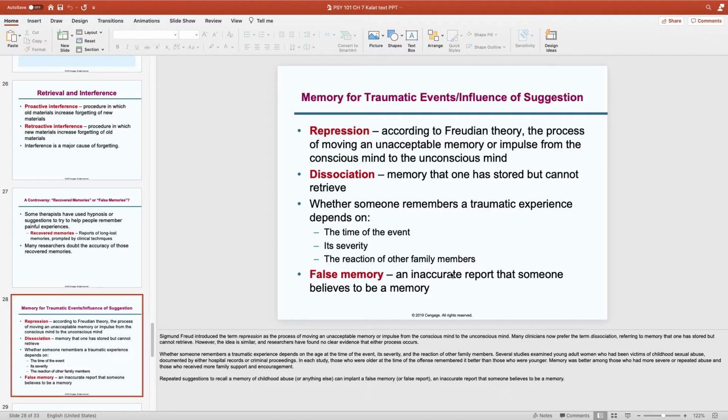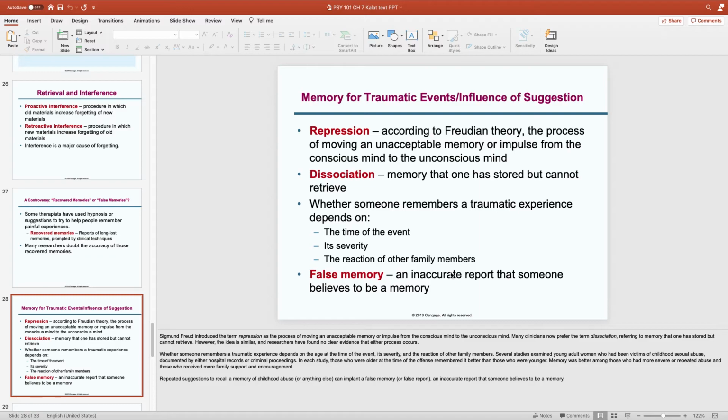Okay. So again, there are some things that influence whether a person actually remembers a traumatic experience, and that's the timing of the event. Most traumatic events that someone remembers, if they happened when they were younger, are not as likely to be remembered as things that happened to them when they were older. The severity of the event, how severe it was, or if it was repeated often, and how the other family members reacted often impacts how someone remembers a traumatic experience. Whether the family members were supportive or encouraging or not will impact whether someone remembers a traumatic experience.